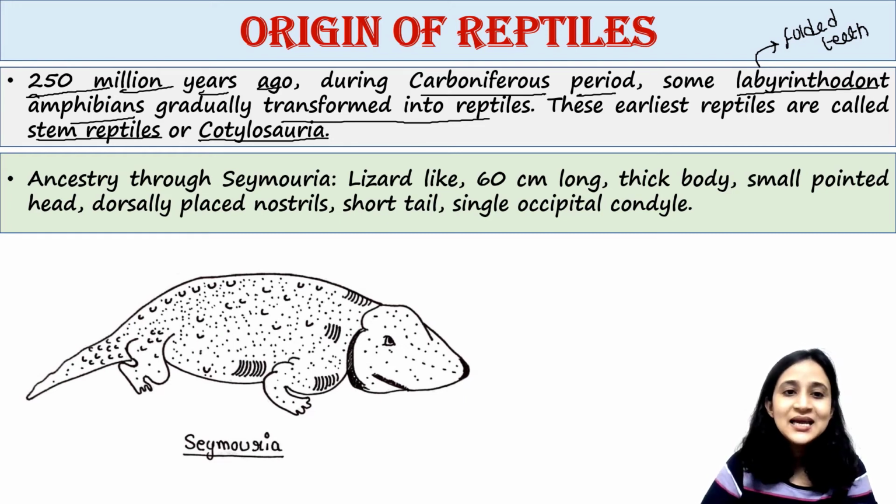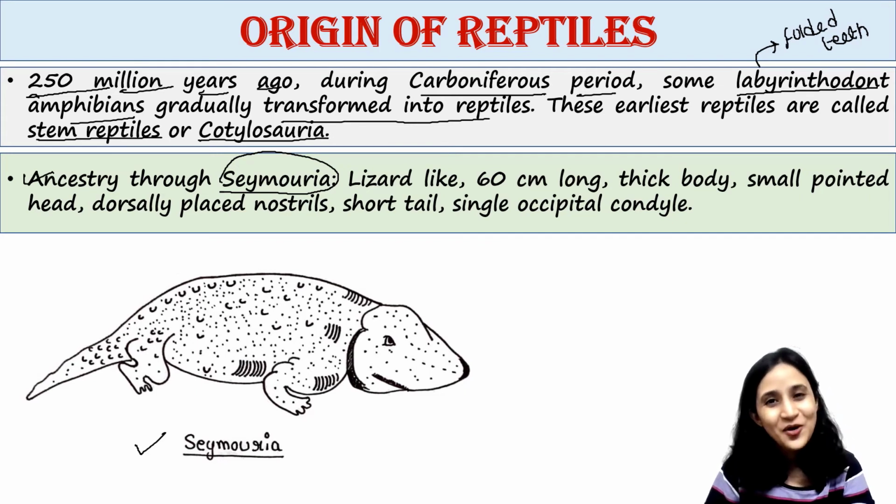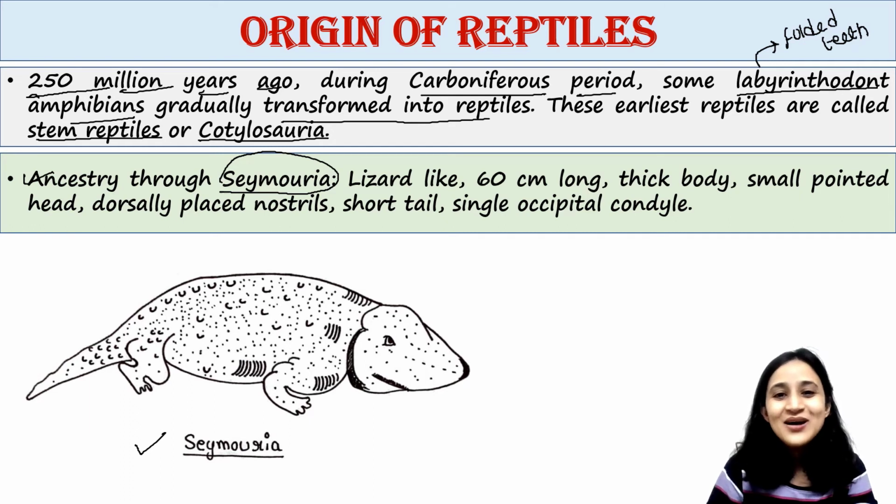But this transformation was so gradual that it is sometimes difficult to decide whether they are advanced amphibians or primitive reptiles. Now, ancestry through Seymouria. Seymouria was one of the members of Cotylosauria. So, this is Seymouria, drawn by me. It was a lizard-like animal, 60 centimeters long with a thick body. You can see it has a thick body. And it had a small pointed head.